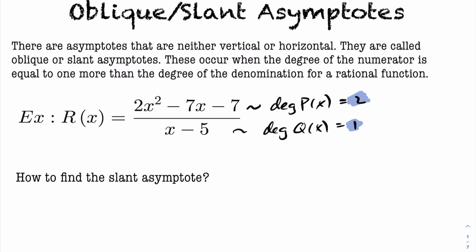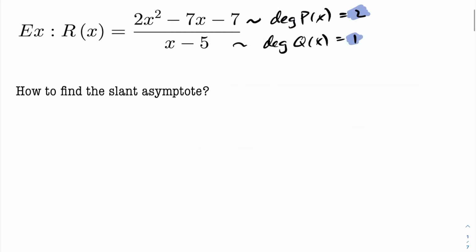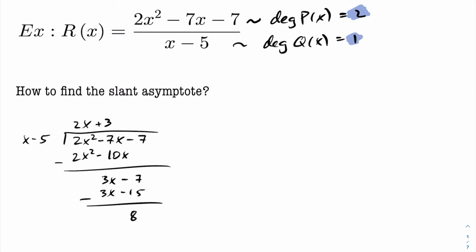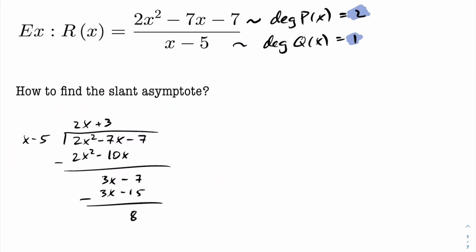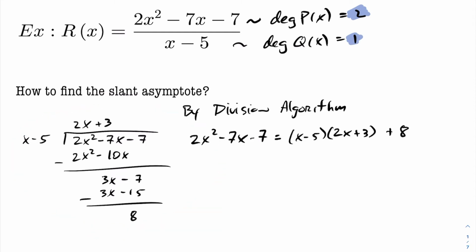So the question becomes, how do you find slant asymptotes and what do they look like? Let's take a look at finding the slant asymptote for the following example. To find the slant asymptote, you want to divide the numerator by the denominator. Let's go ahead and do this using long division. Going through long division, we have the following decomposition. Now let's express this using the division algorithm. You can see our polynomial of degree 2 breaks up into the quotient times divisor plus your remainder.